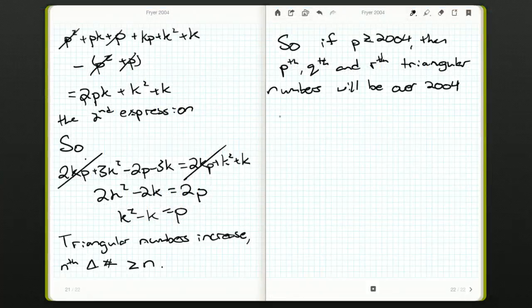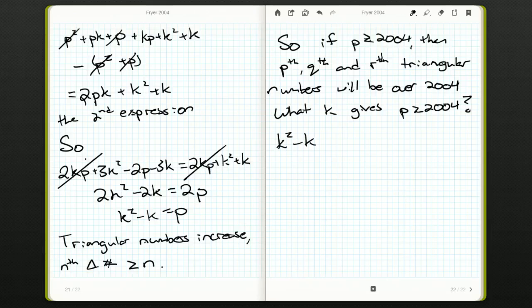So, we need to pick a k value, which will be the difference between the pth and the qth triangular number, or the difference between p and q. So what k value gives a p greater than or equal to 2004? Well, what value of k would give us equal to 2004?